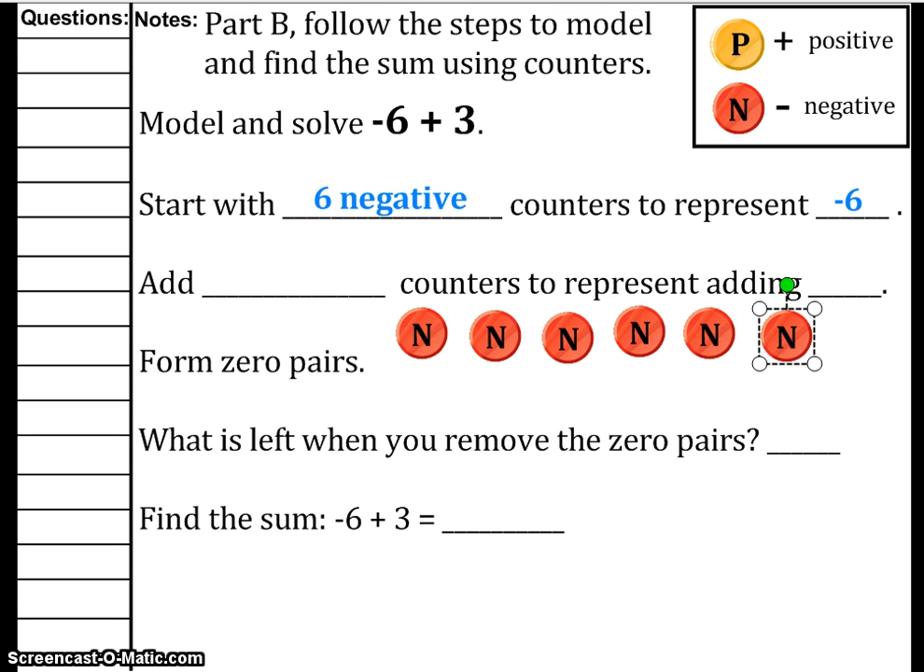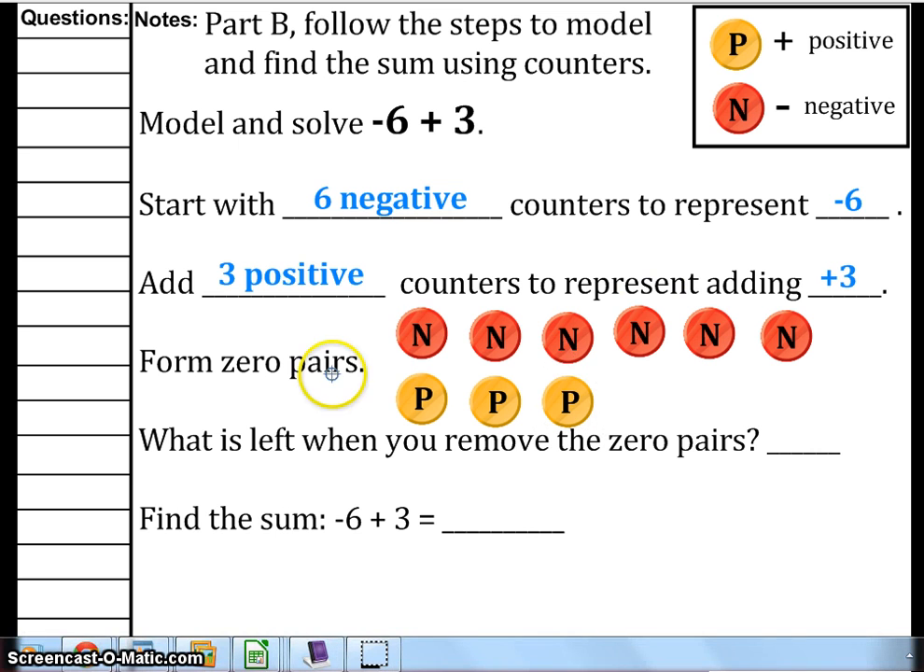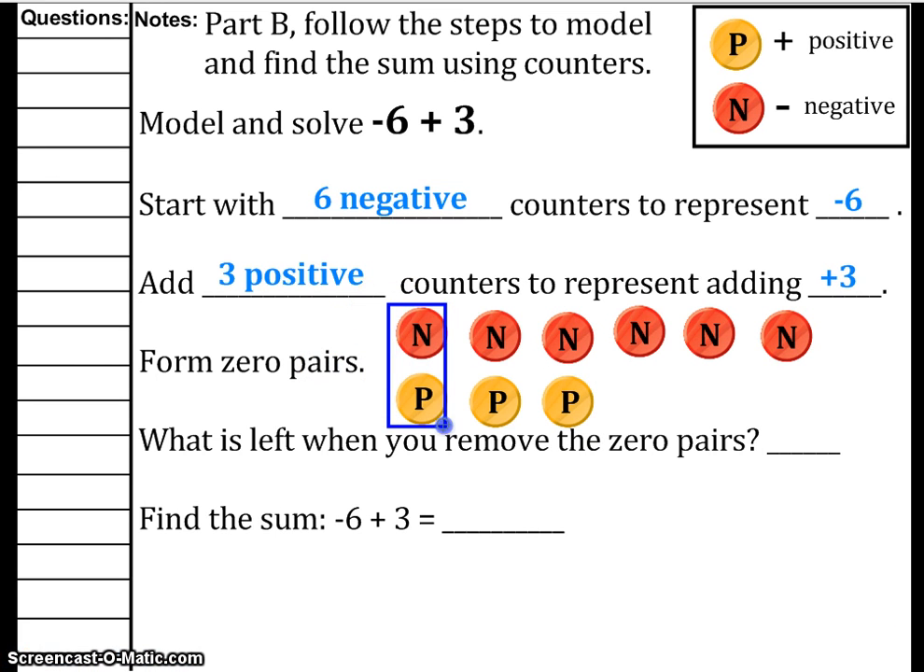Then we will add 3 positive counters. And this will represent positive 3 integer. Now we're going to find zero pairs. Here's one zero pair. Here's another zero pair. And we have 3 total zero pairs.